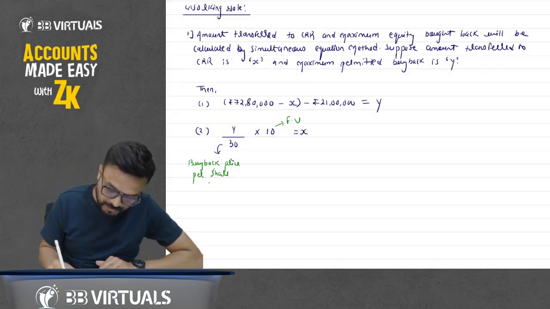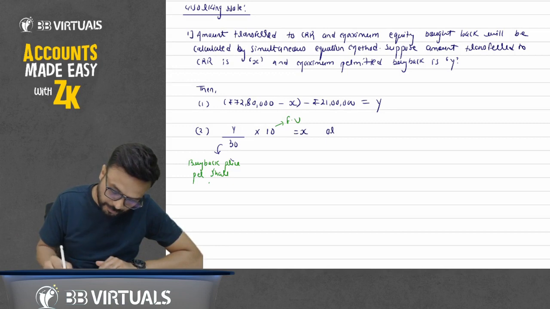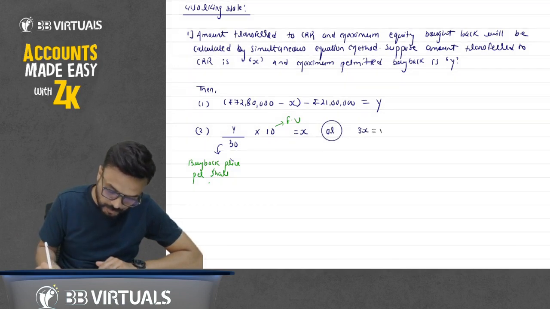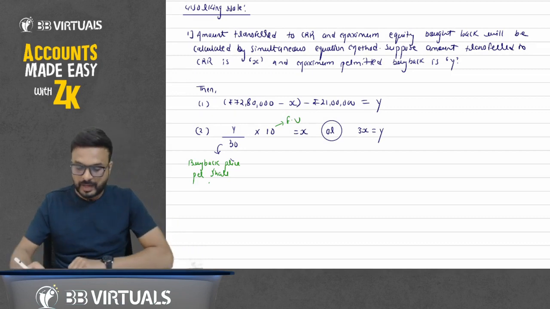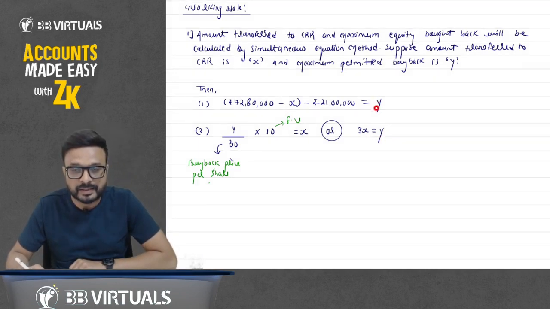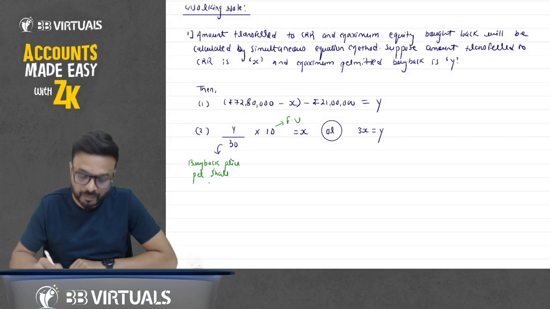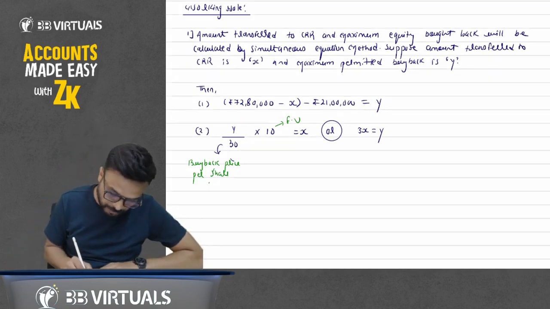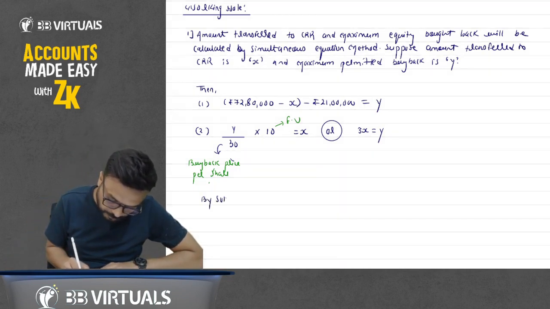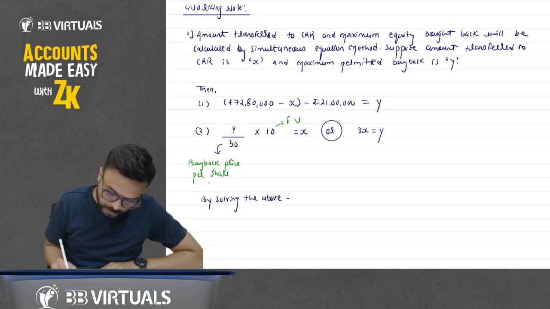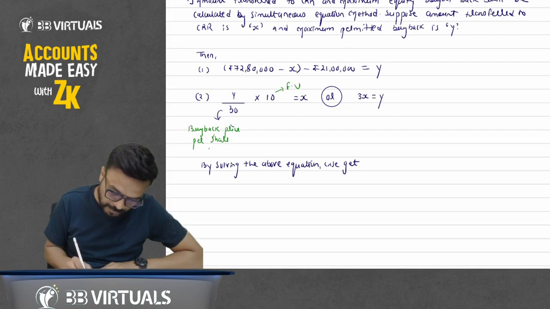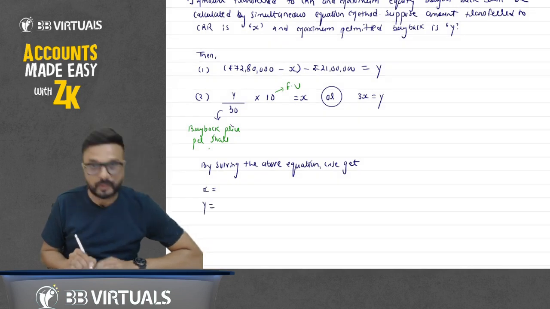What is CRR? X. So can I write this equation as 3x equals y? Now we know that y equals 3x. Put 3x in place of y here and solve this equation. So write down here, by solving the above equation we get x equals to and y equals to.